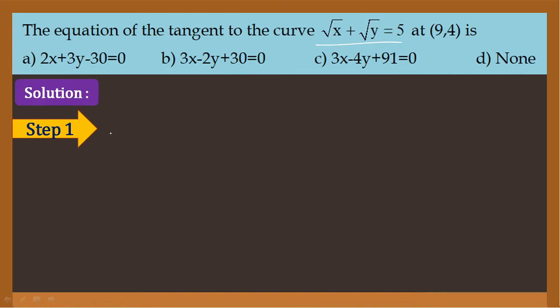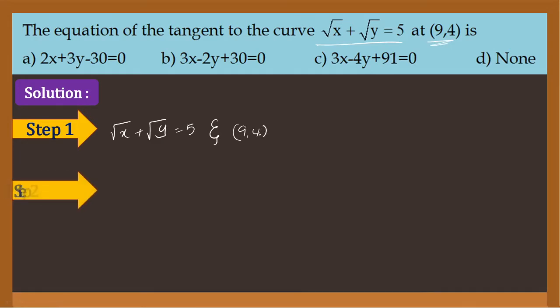Given curve is root x plus root y equals 5 and the point is (9, 4). Now, differentiating with respect to x on both sides of this equation, we get d by dx of root x is 1 by 2 root x, plus d by dx of root y is 1 by 2 root y into dy by dx, equals d by dx of 5, which is a constant, so the differentiation is 0.